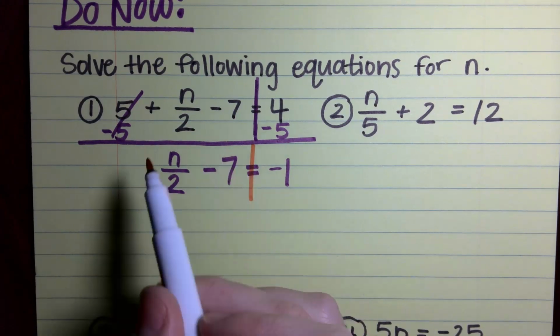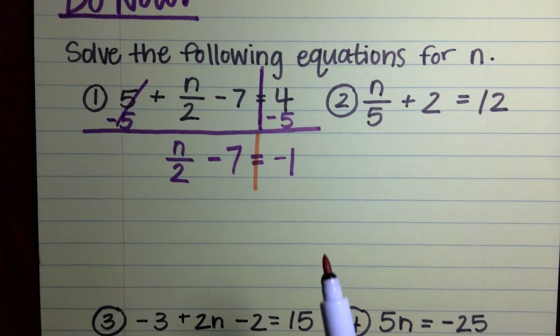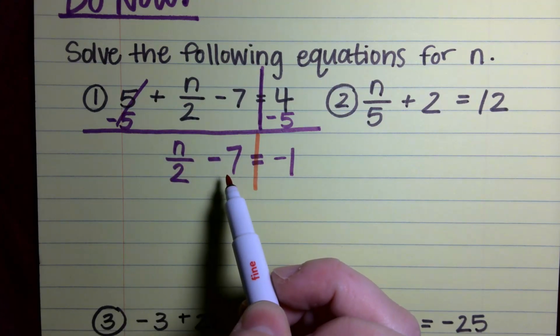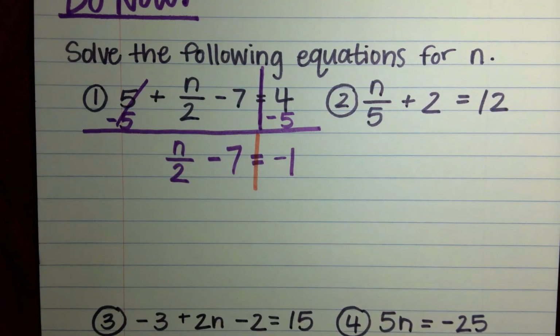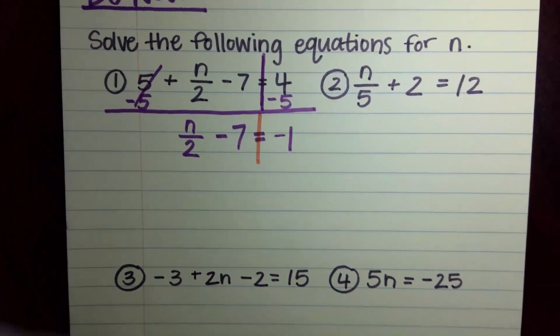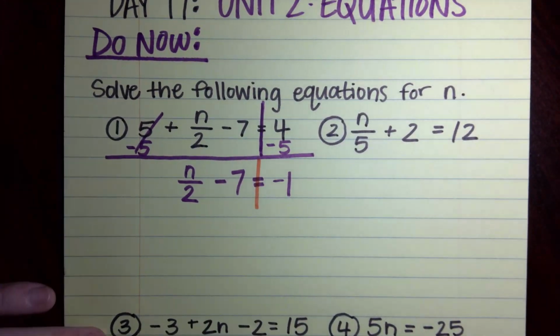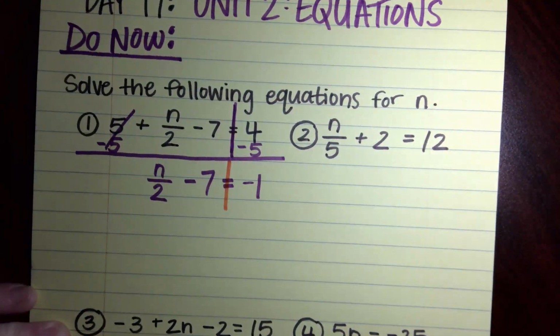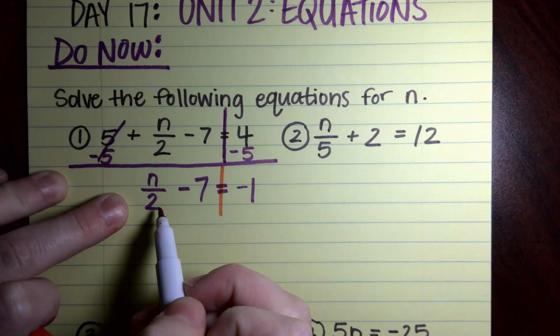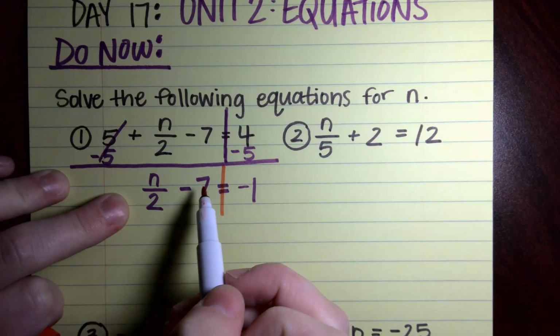Okay, so now we have a whole new equation. We have n divided by 2 minus 7 equals negative 1. What do I need to do to get one step closer to my answer? Would you divide? So we have division here, and we have subtraction here.